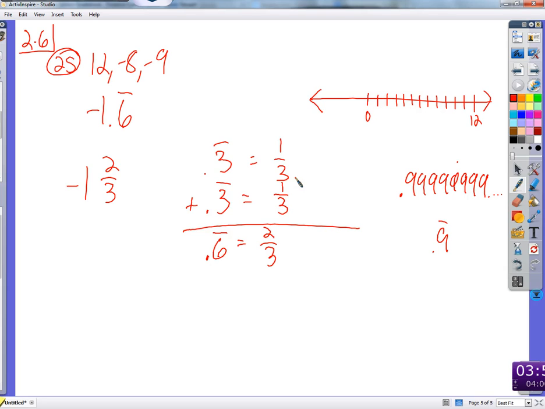Who thinks 0.999 forever is the same thing as 1? If you put 0.9s in for all eternity, you wrote down 9s. Is that exactly the same as 1? Not exactly the same? You think it's really, really, really close? Yeah? Okay, well let's look at this. So we just added 0.3 repeating plus 0.3 repeating. And what did we get when we added 0.3 repeating plus 0.3 repeating?